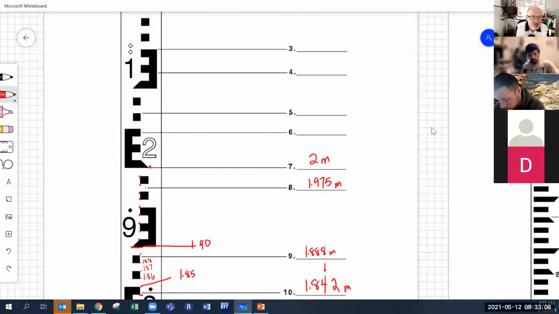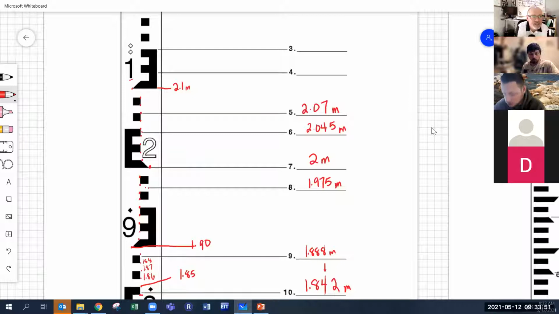And then we go 2.01, 2.02, 2.03, 2.04 and a half. 2.045 meters, right at number 6. 2.05, 2.06, 2.07, 2.08, 2.09, 2.1. So this location is 2.1 meters.